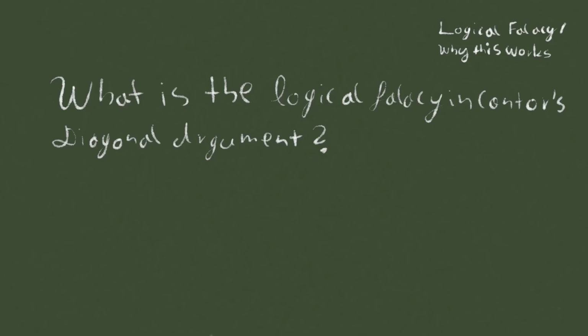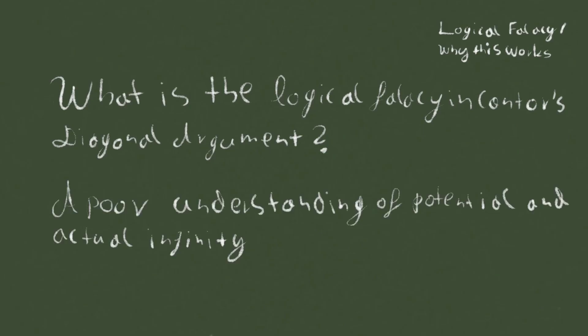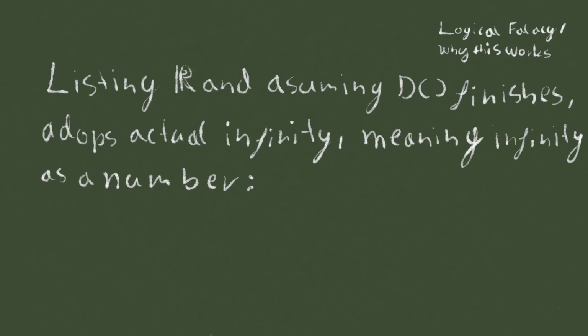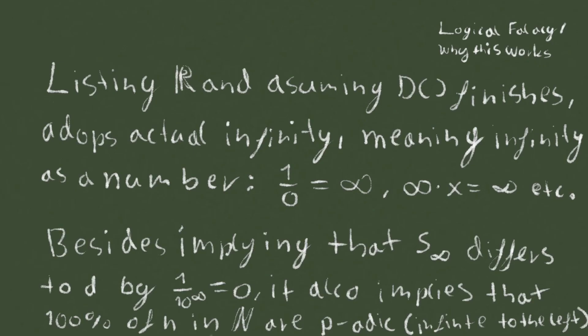So what exactly is the logical fallacy in Cantor's diagonal argument? Simply said, it boils down to a poor understanding or at least differentiation of actual and potential infinity. He states things that adopt actual infinity, meaning infinity as a number, but when it comes to the natural numbers, they are viewed as product of potential infinity, even though it is assumed that they are completely listed as well. This arbitrary distinction ignores that besides implying that there exists an element differing to the excluded element by 0, it also implies that 100% of the natural numbers are p-adic.